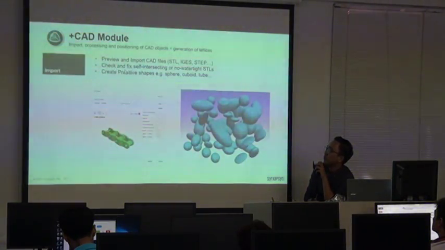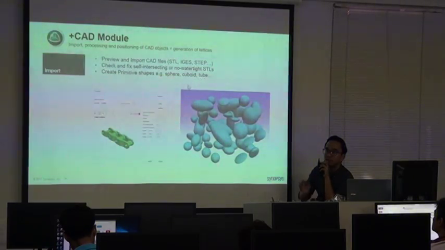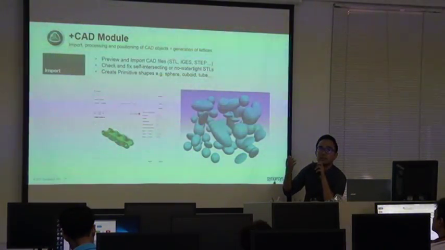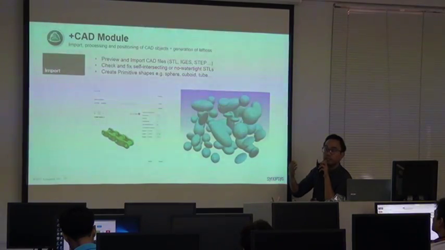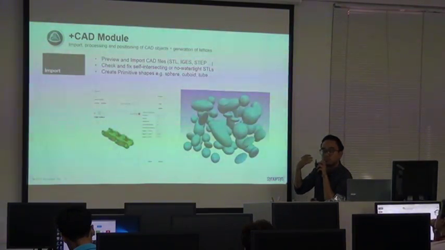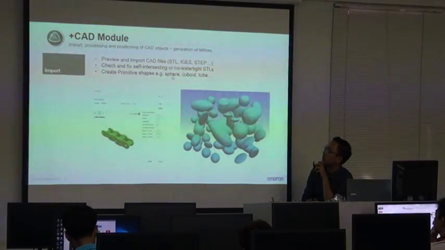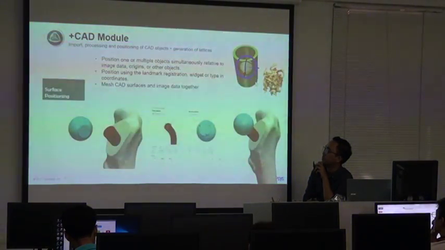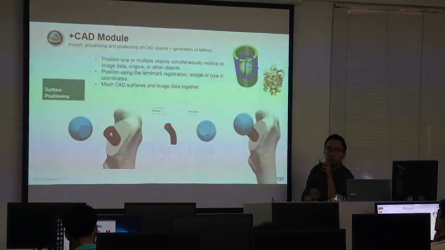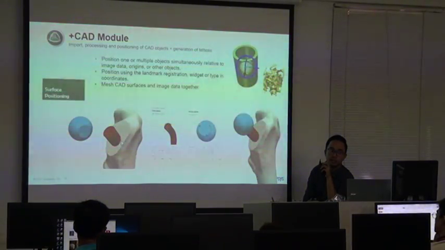And then in the CAD module, when we import the STL file, it will check and fix self-intersecting or non-watertight STL. So if there's a problem with our STL file, the CAD module will check and fix it. So you don't need to be worried about the condition of your STL file. And then the CAD module will allow us to create primitive shapes, very simple shapes like sphere, cuboid, tube, etc. And then the CAD module will allow us to do surface positioning. So if you work with an implant, then you need the CAD module to do the positioning of your implant in your bone, right?